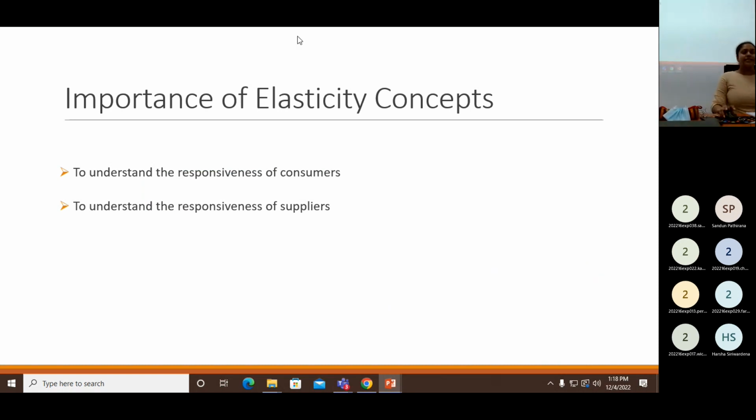So why is elasticity important? Importance of the elasticity concept. As I said earlier, the main use of elasticity is to measure responsiveness, right? Now, when it comes to economics, using these elasticity concepts, what we are trying to see is the responsiveness of consumers and suppliers, or rather sellers. This is business economics, so we are looking at how consumers and sellers respond to different variables, right?